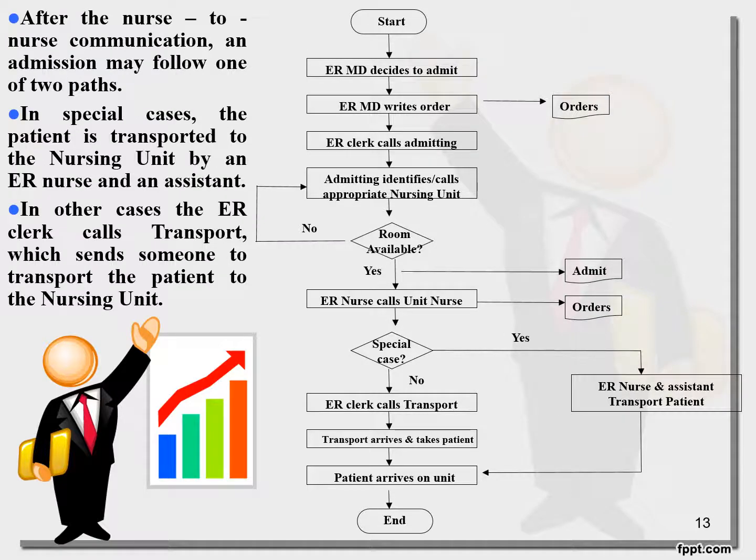After the nurse-to-nurse communication, an admission may follow one of two paths. In special cases, the patient is transported to the nursing unit by an ER nurse and an assistant. In other cases, the ER clerk calls transport, which sends someone to transport the patient to the nursing unit.